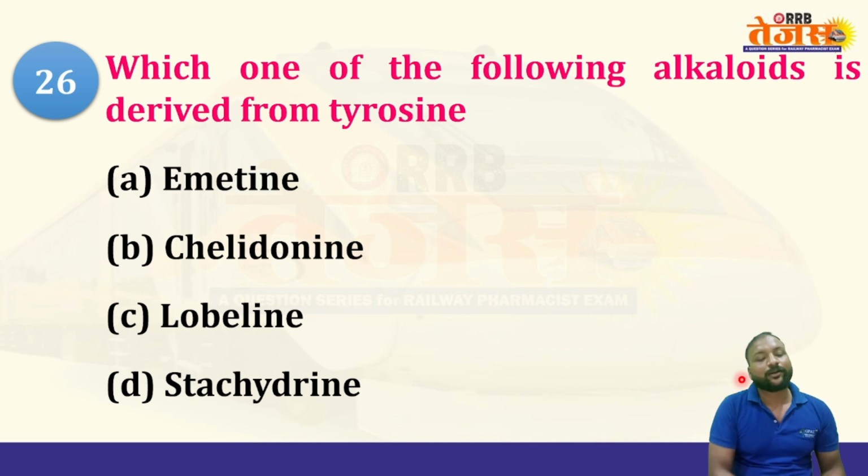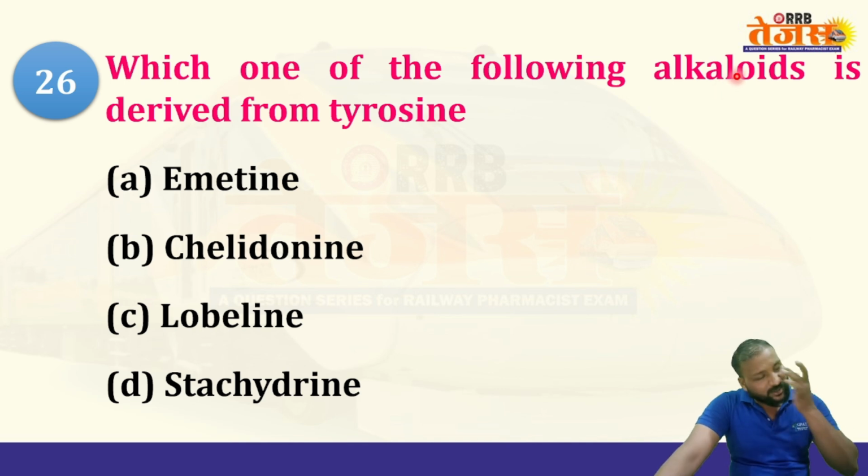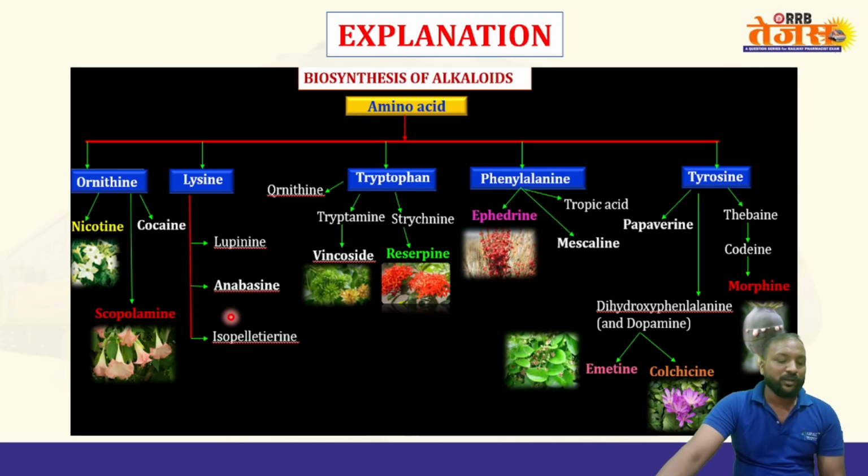Which one of the following alkaloids is derived from the tyrosine? Emetine, chelidonine, lobeline, stachydrine. So which alkaloid is produced from the tyrosine? What is the right answer here? We need to check. Emetine, yes. From the tyrosine, emetine is synthesized.